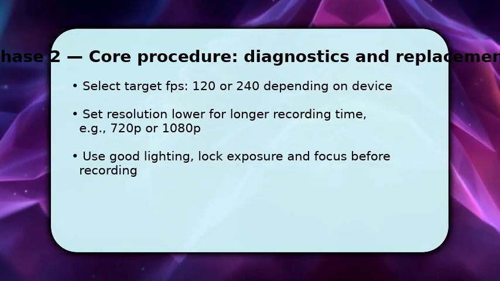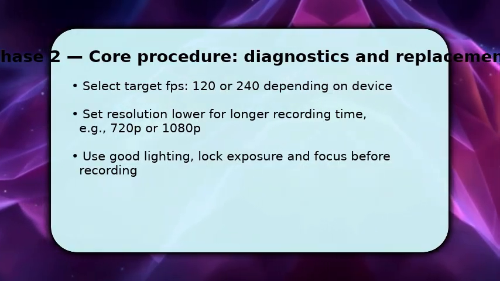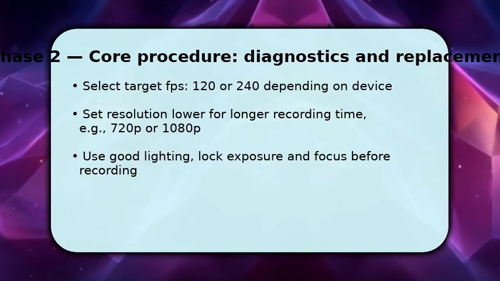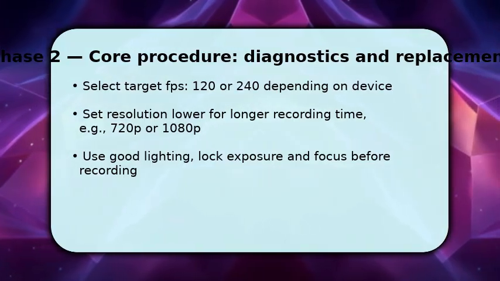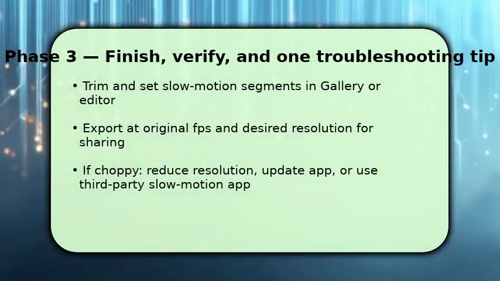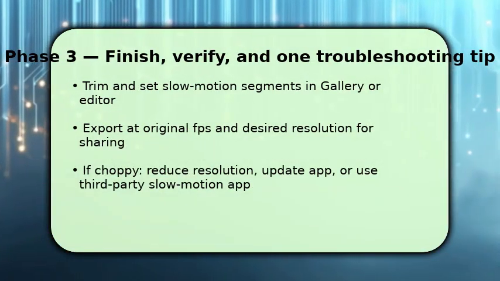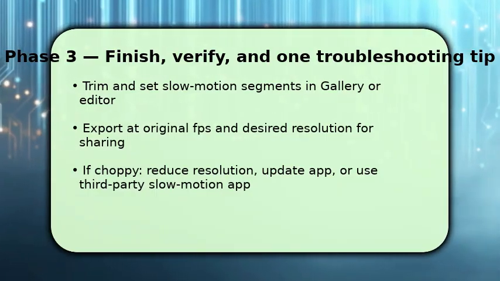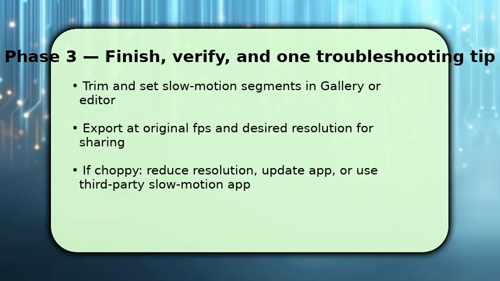Position bright, even light. Slow motion needs shutter time, so more light prevents motion blur. Lock exposure and focus to avoid frame-to-frame flicker, then press record and after recording, open your gallery or preferred editor to trim and mark the slow motion segment.